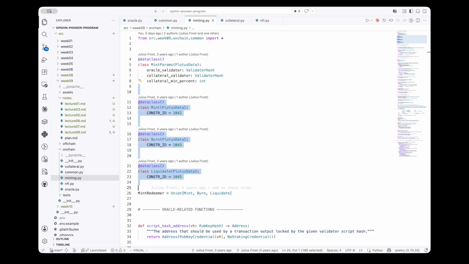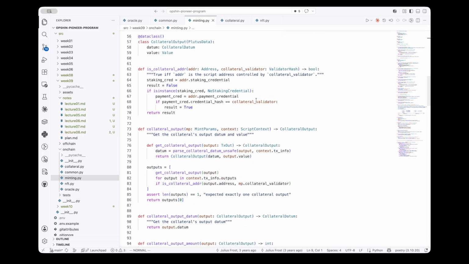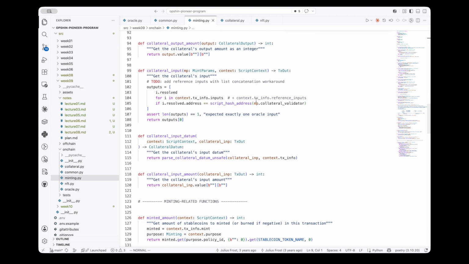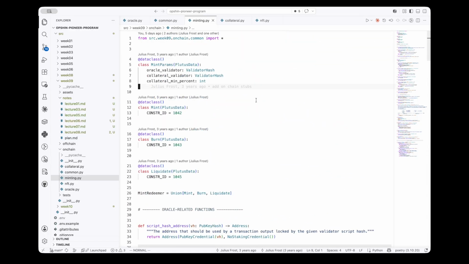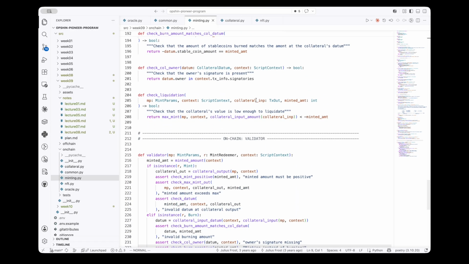And in the next and final video, we will discuss the homework and a few extensions that one might do to this stablecoin app, to maybe also practice a bit further with the contract writing in OpShin.